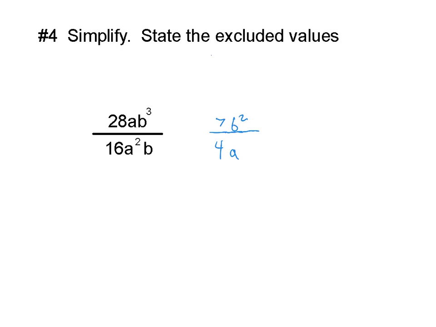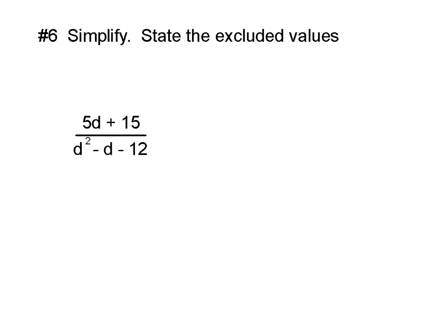Now we have to state the excluded value. So what could a not be? A cannot be something that would make our denominator 0, right? So in other words, the only possibility that a could not be, put a slash through your equal sign to show your excluded value, would be 0, okay? And so there we go. That's both parts for number 4.